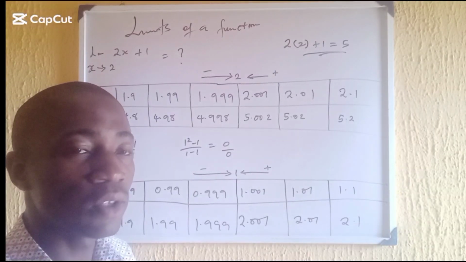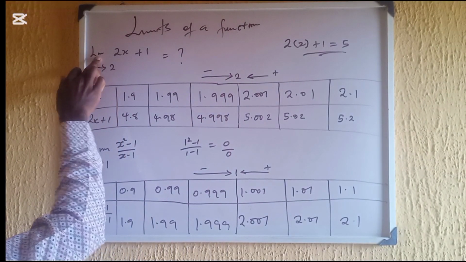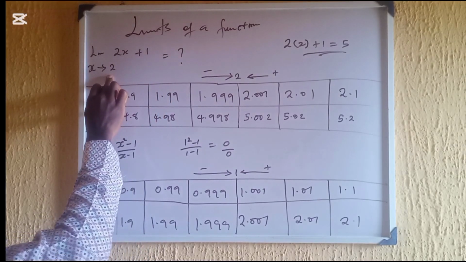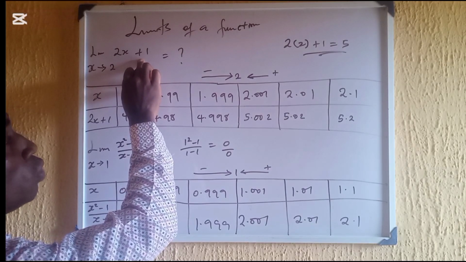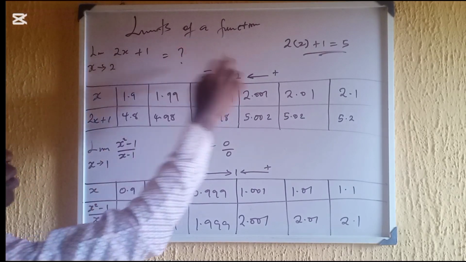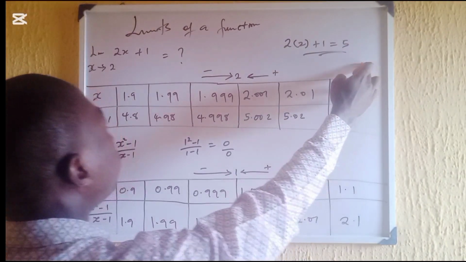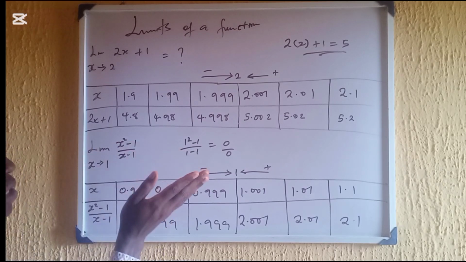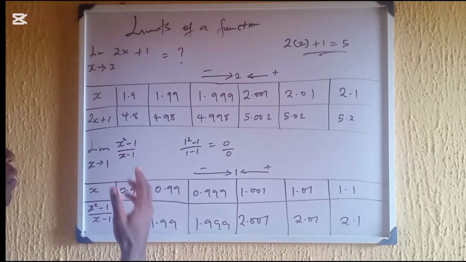So I want us to try some examples. You have limit of 2x plus 1 as x approaches 2. Now normally you know that when we have 2x plus 1, what do we do? We put 2 there. That gives us 4 plus 1, which is equal to 5. 2 into 2 plus 1 equal to 5. But now I want to see, as we go close to 2 from the left hand side and from the right hand side, let's see what happens to the function.